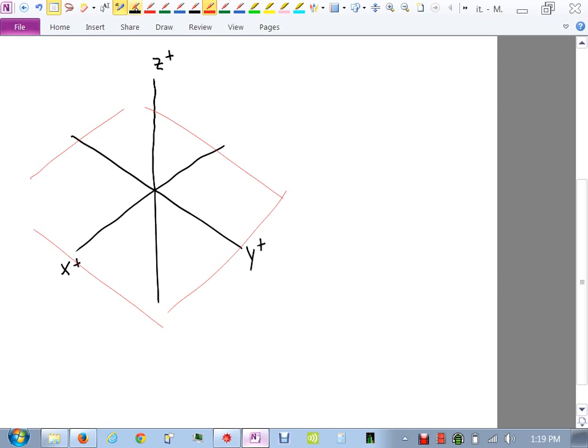Another way to do it that I've seen is where you go like this, and you can extend this out this way. This is X positive, this is Y positive, and Z positive. Either way. That make sense? Okay? I don't care which one you use.